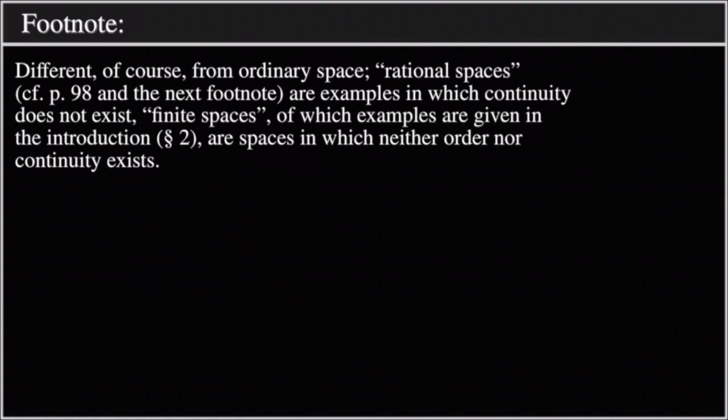Footnote: different, of course, from ordinary space, rational spaces, chiefly page 98 and the next footnote, are examples in which continuity does not exist. Finite spaces, of which examples are given in the introduction, section 2, are spaces in which neither order nor continuity exist.